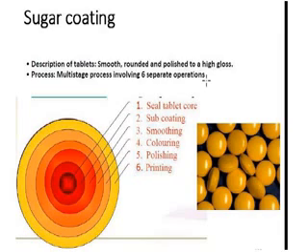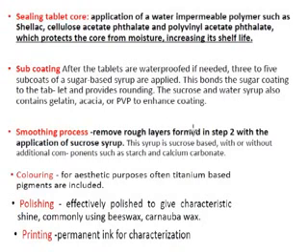First one is sealing the tablet core. Second step is called subcoating. Third step is called smoothing. Fourth step is called coloring. Fifth step is called polishing. And the sixth step is printing. Now, what is meant by sealing?